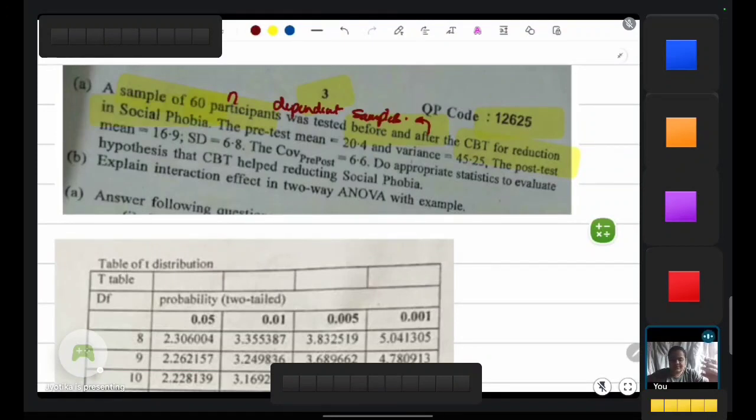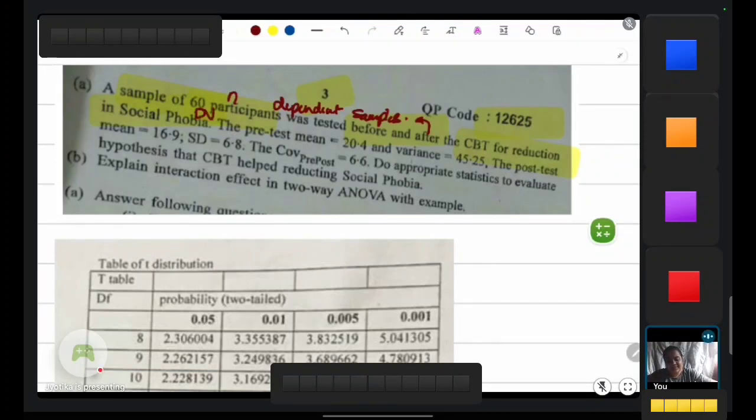Very quickly, who's going to tell me? Raise your hand. Don't start talking directly. Who's going to tell me what is the dependent variable? Okay, Kathy, you tell me. Right. Social phobia is the dependent variable.